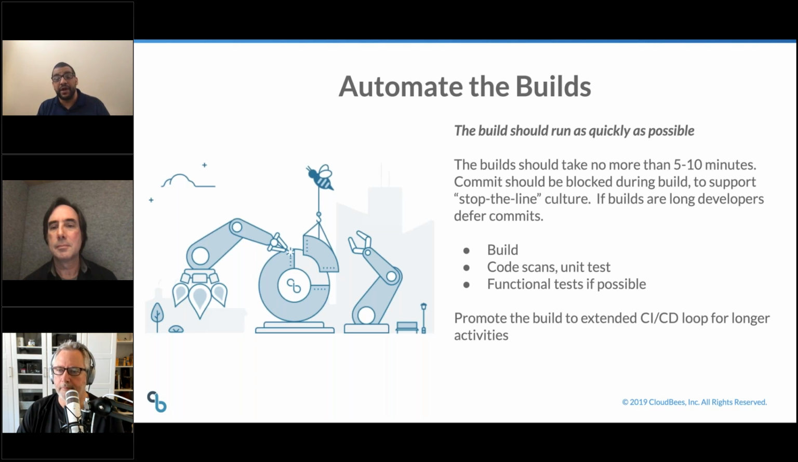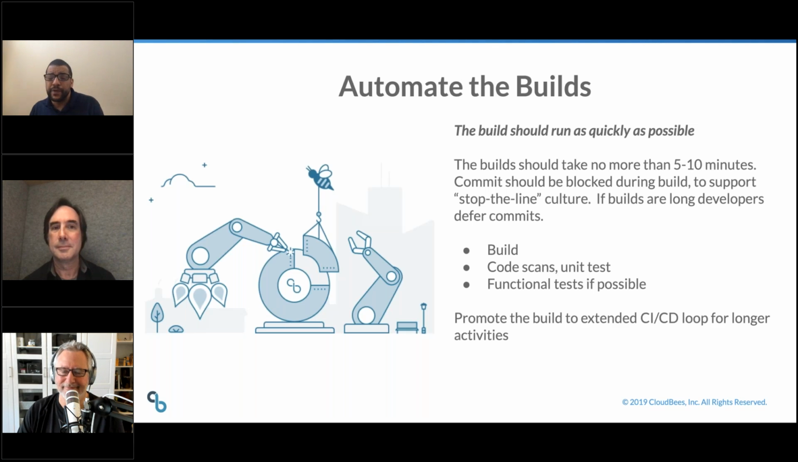Commits should be blocked during the build. Otherwise, we're introducing additional noise and error. What we want to do is block commits during the build and encourage a stop-the-line culture where, when the build breaks, everybody stops development and works together to fix the broken build. Or, like some people do, you pass around the duck or the lava lamp, and you have a process for identifying who owns fixing the broken build, but you fix it immediately.